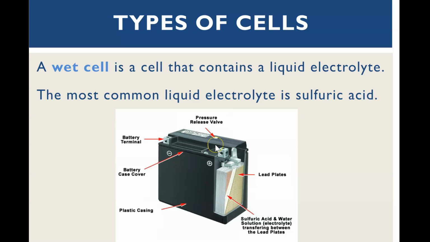A wet cell. Most cells that are used today are actually dry cells, but there are still some used that are wet. And the most common wet cell is the one you find in car batteries. Sulfuric acid is used in certain car batteries, and it is a liquid electrolyte. Okay, so right here, sulfuric acid in water solution, and then there are lead plates that are separating the electrolyte.